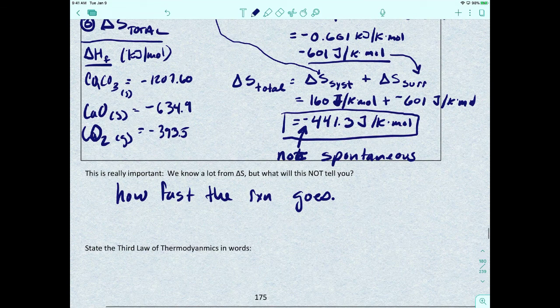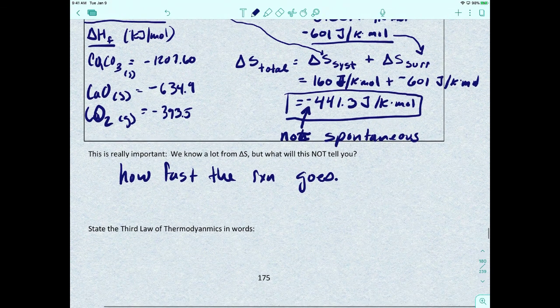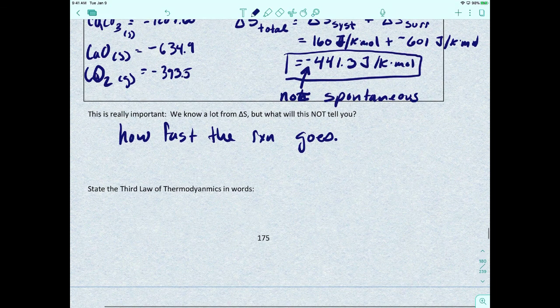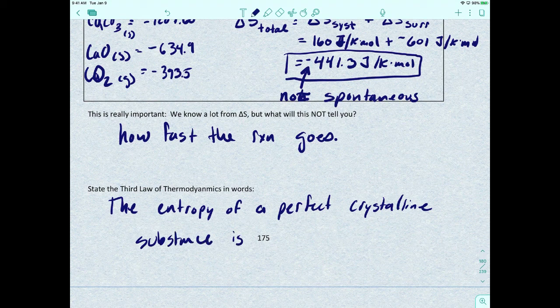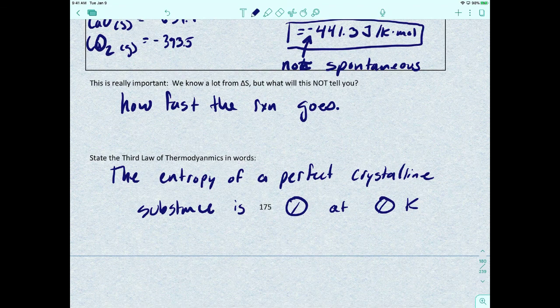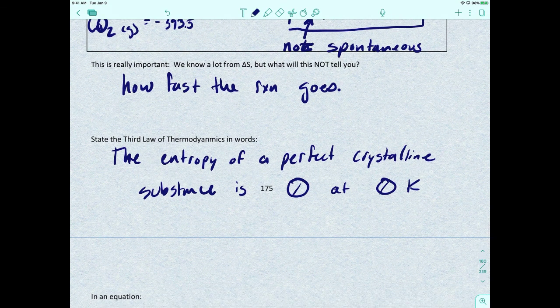All right, now we talked about the second law of thermodynamics. We're ready to talk about the third law. The third law of thermodynamics says this: the entropy of a perfect crystalline substance is 0 at 0 K. So the entropy of a perfect crystalline substance is going to be 0 at 0 degrees Kelvin.